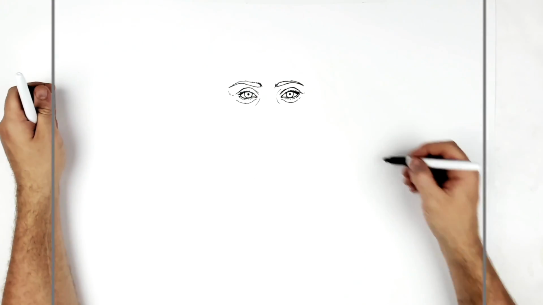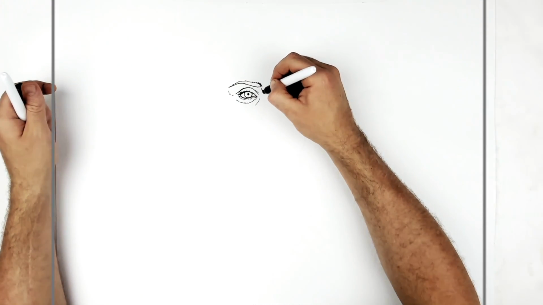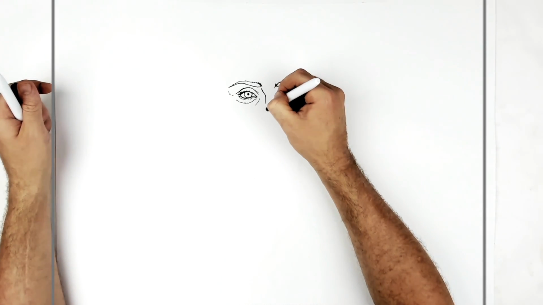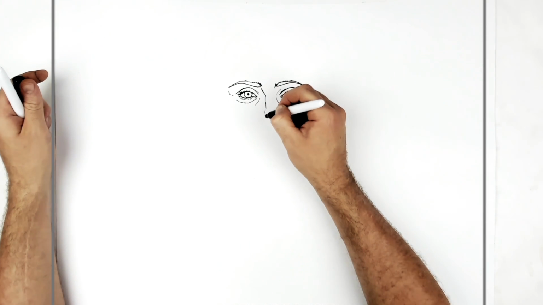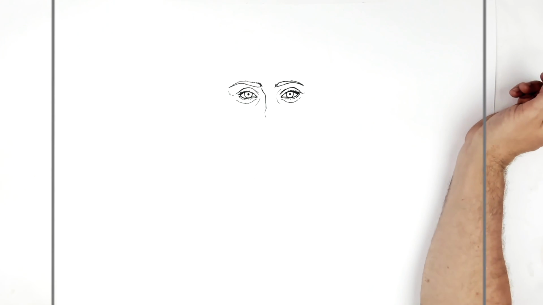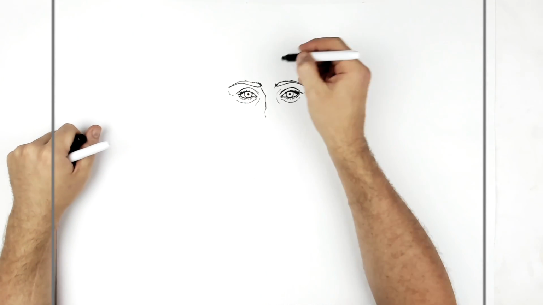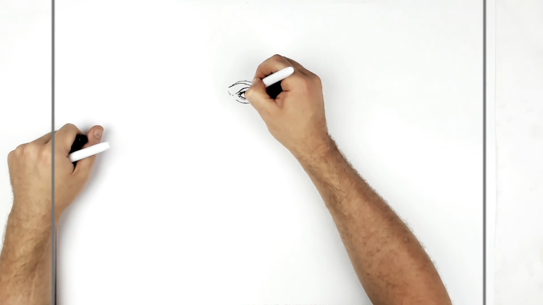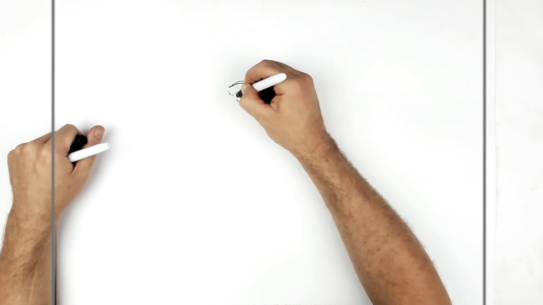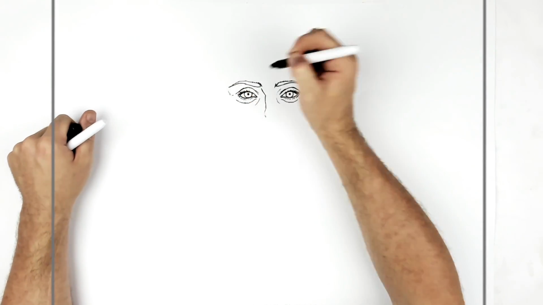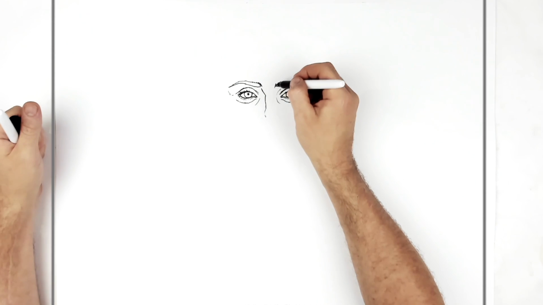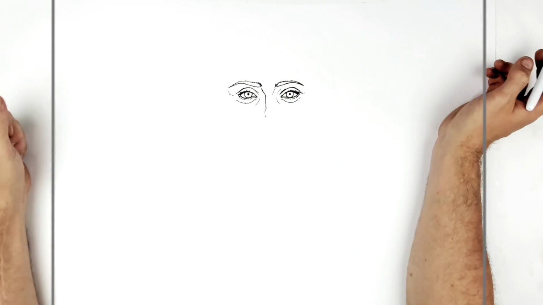Okay. Right, so her nose, the bridge of her nose sort of comes down here. And it sort of curves around like so. And maybe like a little light line just there on the inside.